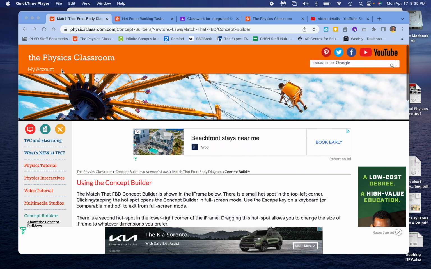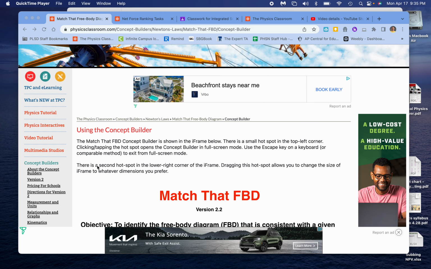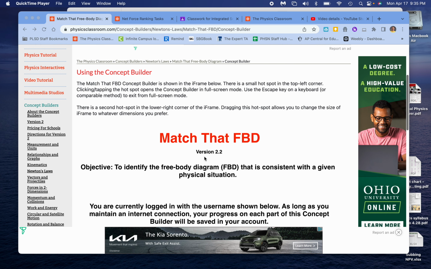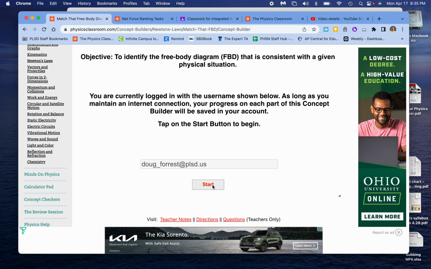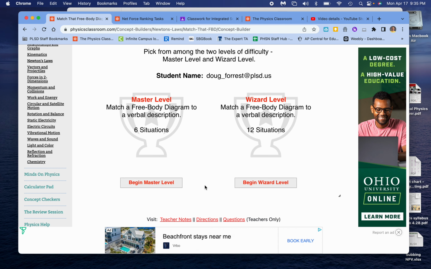When you click on that, it'll have a bunch of things like your classes in the middle of the page. You're going to want to select courses and tasks. The task would be Newton's Laws Concept Builder, and the first one you would choose is Match That Free Body Diagram. I've asked you to do the master level and the wizard level. This one is for 6 points only, this one for 8 points only. Do them both, you get 10 points in standard F2.